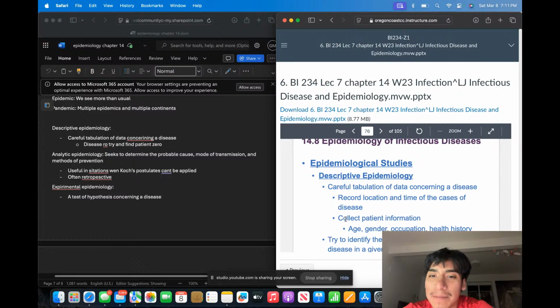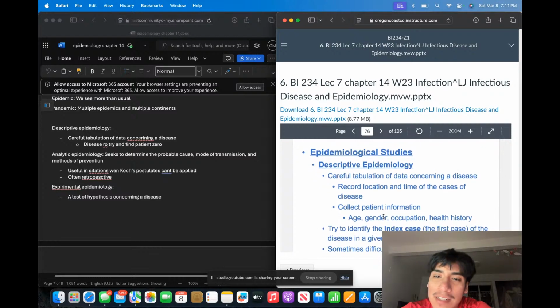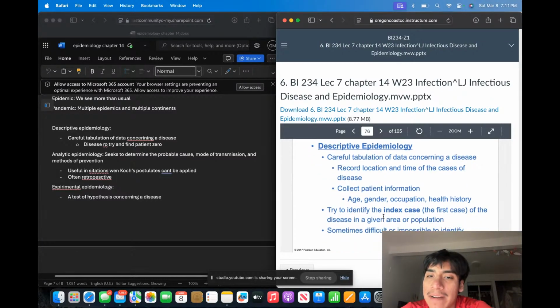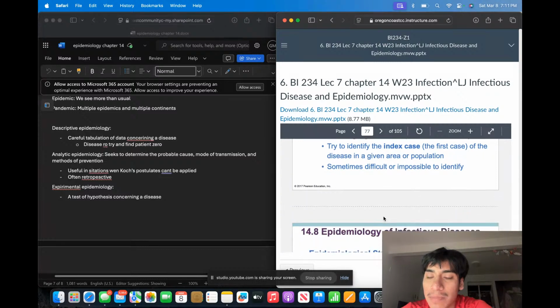Epidemiological studies. So there's descriptive epidemiology: careful tabulation of data concerning a disease, records of location, times, and disease, collecting patient info like age, gender, occupation, health history. Try to identify an index case, so patient zero. In this case, it's index case. I'm more familiar with patient zero, if that helps any of you guys. The first case of a disease in a given area or population sometimes can be difficult or impossible to identify.